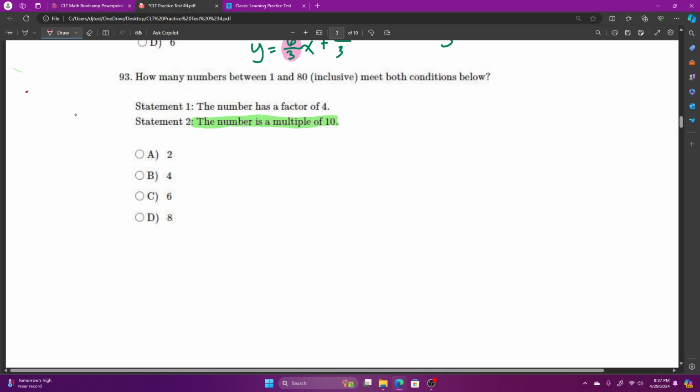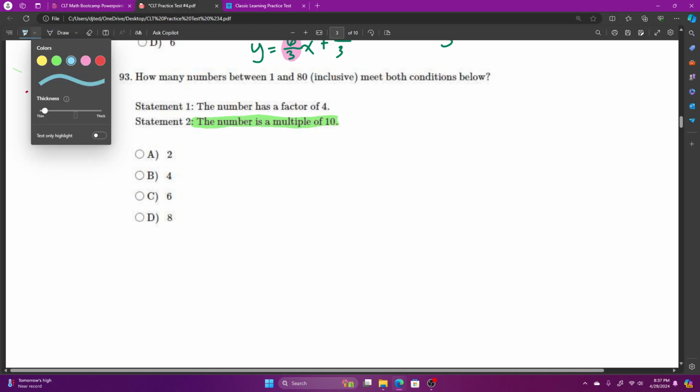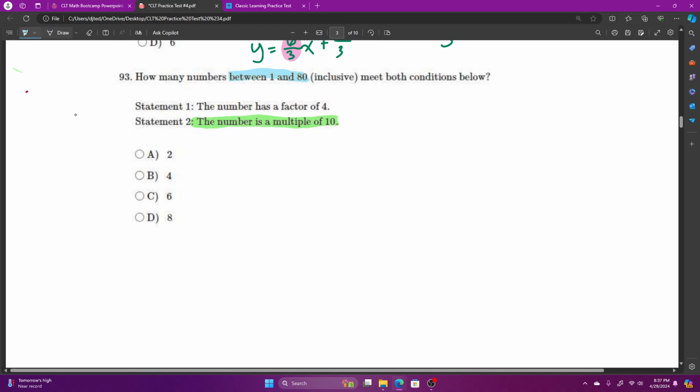It's between 1 and 80. So what are my multiples of 10 between 1 and 80? 10 multiplied by 0 is not 10, so 10 multiplied by 1, 10 times 2. So we're counting by 10s up to 80. That just took a few seconds.